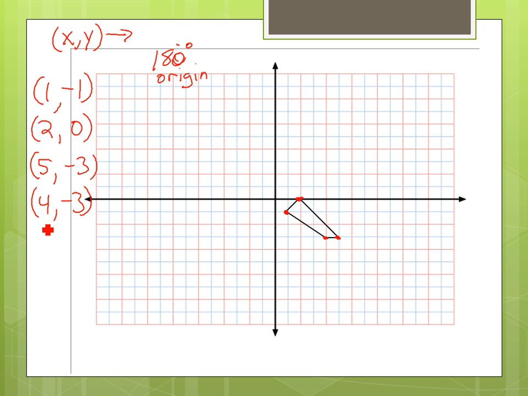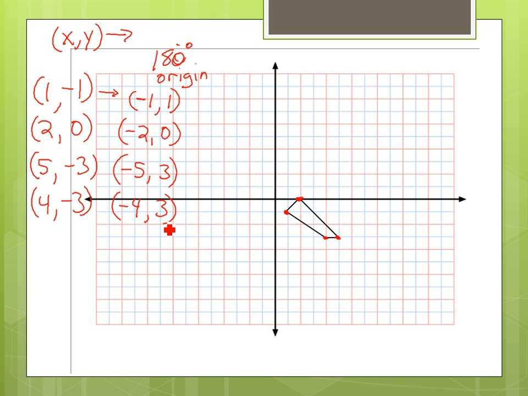So if we go down through here, this first point is going to go to, we leave them in the same order, but do the opposite of both. So it's going to go (-1, 1). This one is going to go (-2, 0), and then just 0 because you can't do the opposite of 0. This one's going to be (-5, 3), and then this point's going to be (-4, 3).